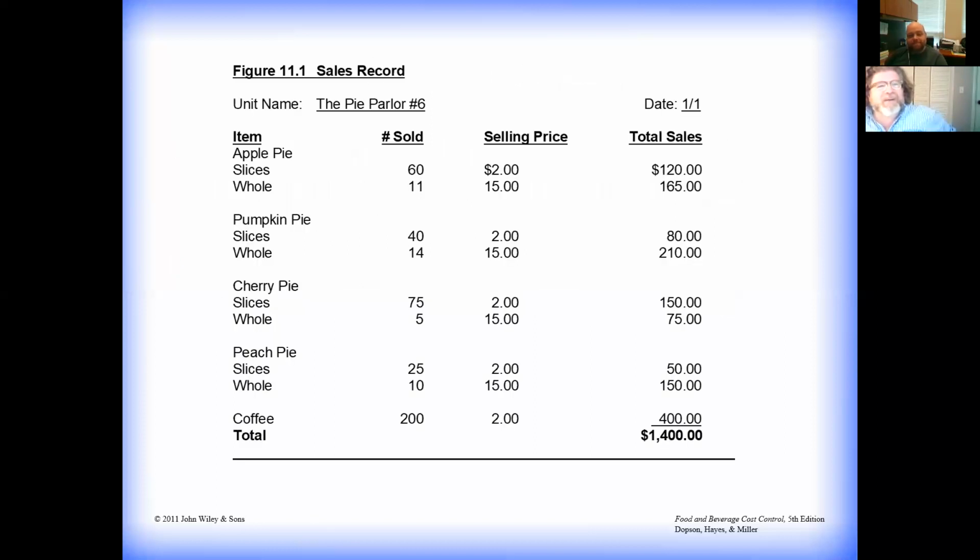Here we have what the book labels a sales record. What it's showing us is how many we've sold, how much money, and what the total sales are. This is the basic tool that we're going to use. I have sold this many items, so I should have this much money. If I have sold 100 items or 200 items, I should have this amount of money in the drawer. And if I don't, something has happened.